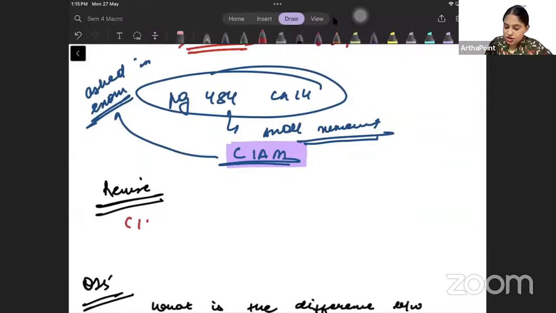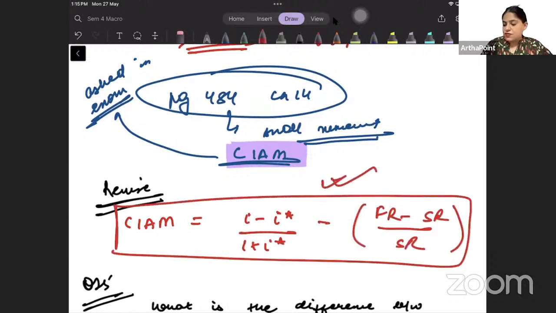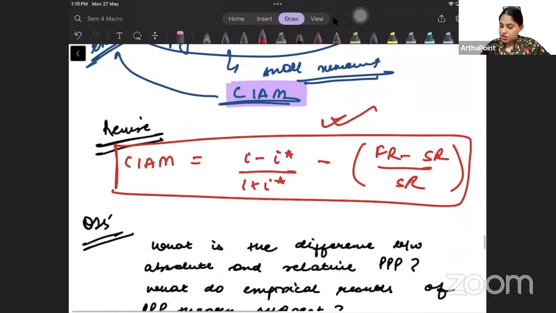But this question where we have written CIAM is equal to I minus I star upon 1 plus I star minus FR minus SR by SR. Please try to remember this formula well, derive it well. This can be asked in exam.